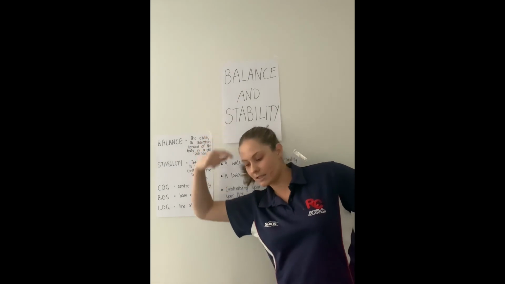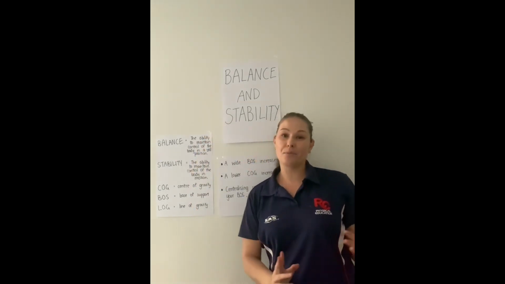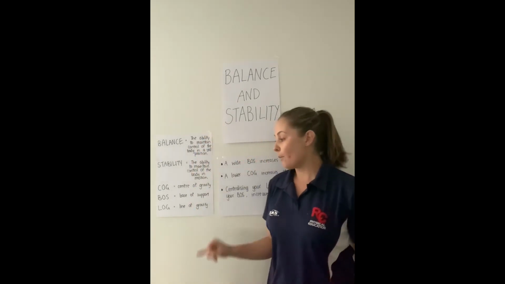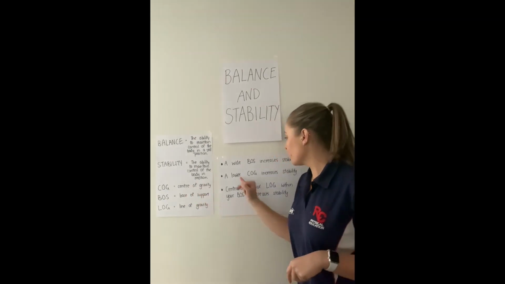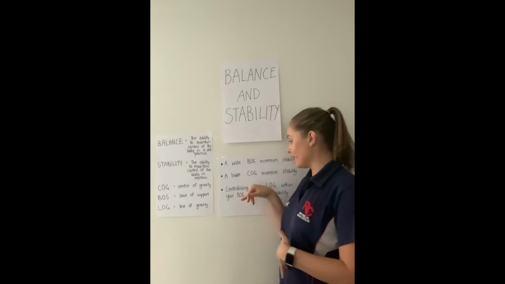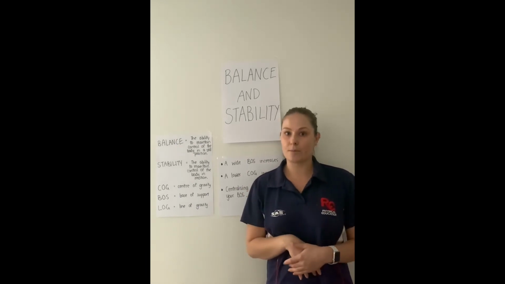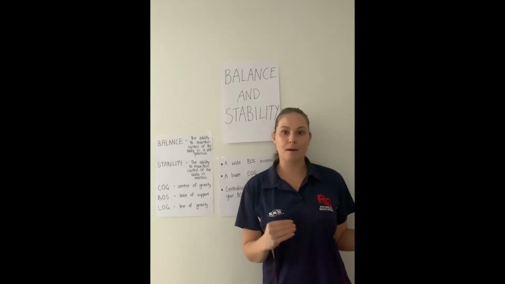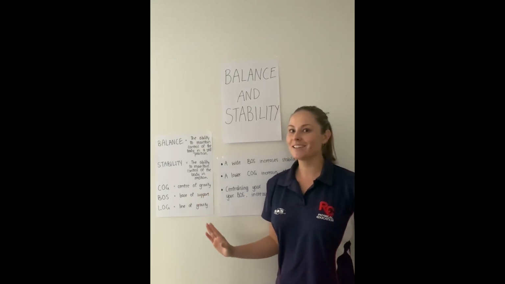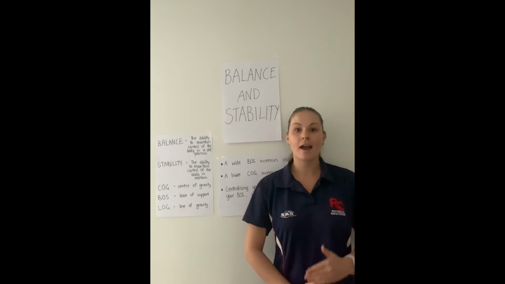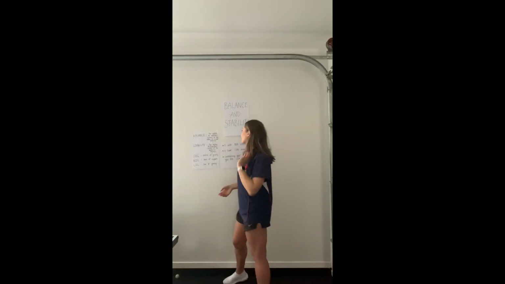So my line of gravity isn't through my base of support, which means I'm not as stable as I could be. I'm also on one leg, which makes me unstable. And also because my leg isn't bent, my center of gravity is high, again, I'm unstable. So how could I make myself more stable? What I'm gonna do is move the camera. So I'm gonna show you how I could be more stable.